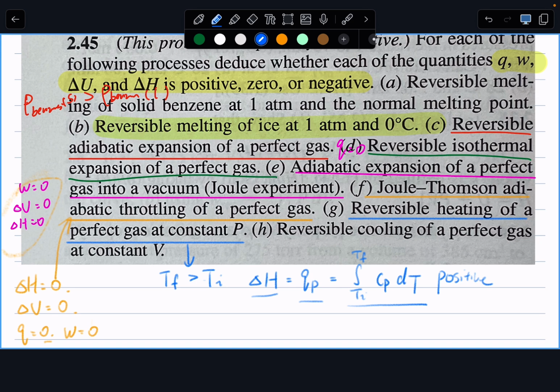All right. And then, next step, we have delta U. Well, delta U is the same idea, right? Temperature is increasing. It's only a function of Cv dT. You take the integral. Temperature is increasing, Cv positive, so delta U must be positive.